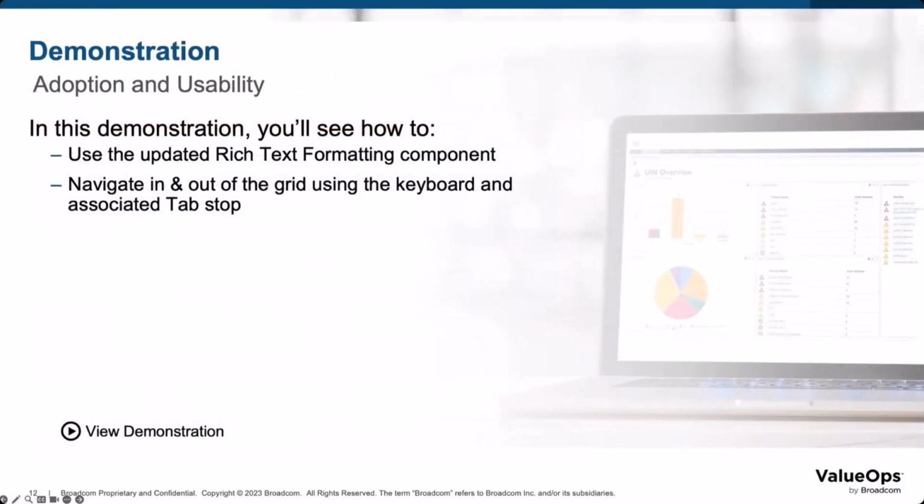We're going to do 2 things. We're going to leverage the new rich text formatting component, especially the new table and image capabilities. And then we'll show how to navigate in and out of the grid using the keyboard and its associated, quote unquote, single tab stop. Okay, so let's jump into the product.